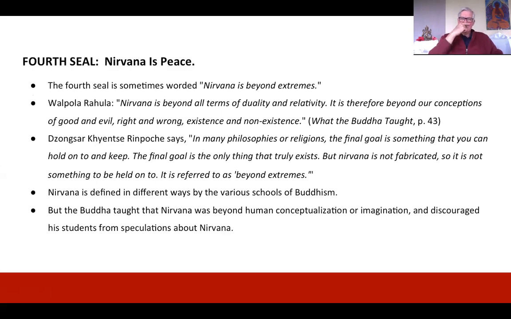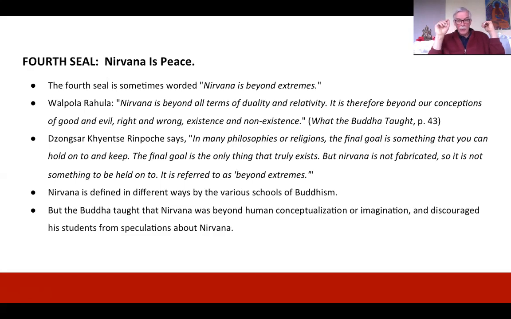The fourth seal is nirvana's peace. Okay? Nirvana is beyond extremes. I was reading about nirvana last night. This is the goal, the Theravadan goal. Again, according to the Theravadan scholar, nirvana is beyond all terms of duality and relativity. It's beyond our conceptions of good and evil, right or wrong, existence and non-existence. Think about it. If nirvana is something we really can't think about, it's beyond any kind of conception we might have of something that we want or something that's bad, that's good or evil, or even that doesn't exist or does exist. How do you grasp that?